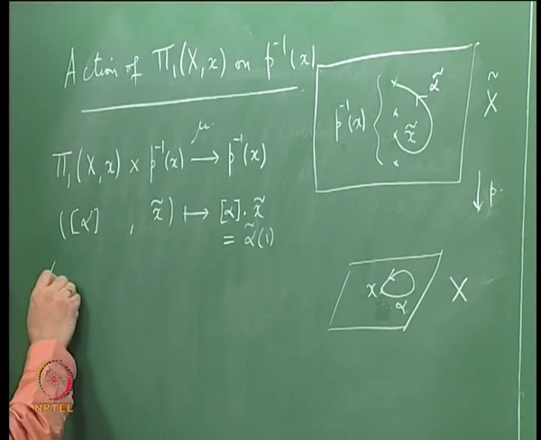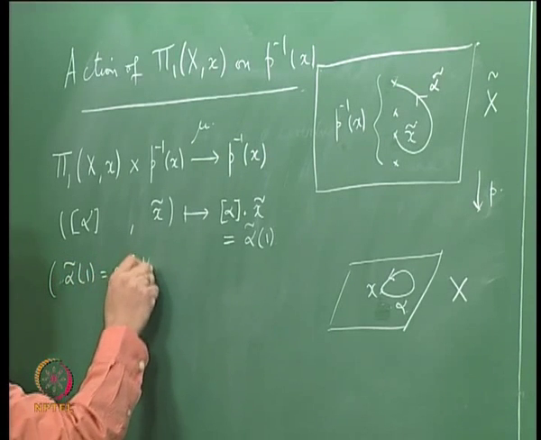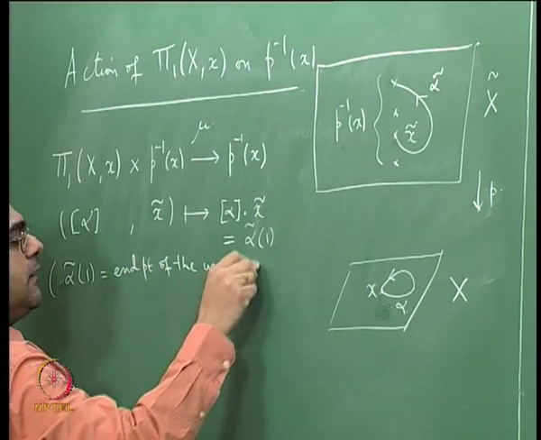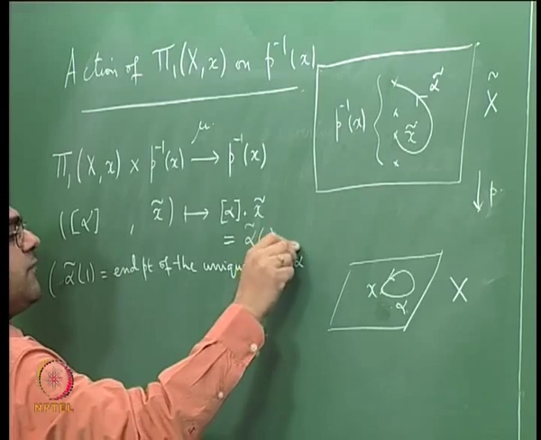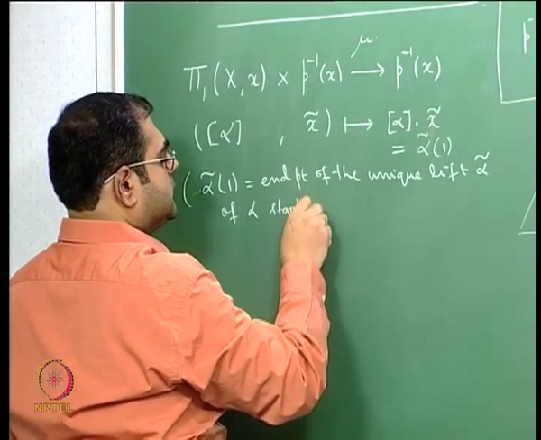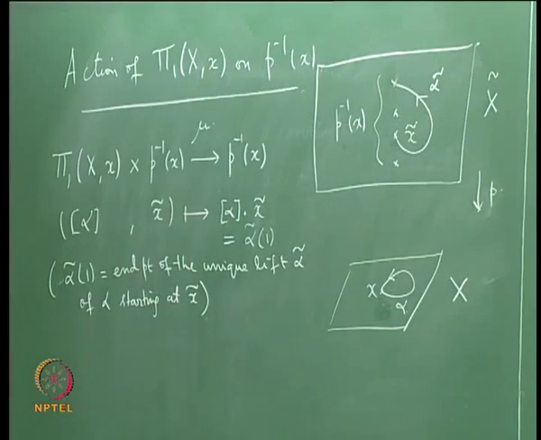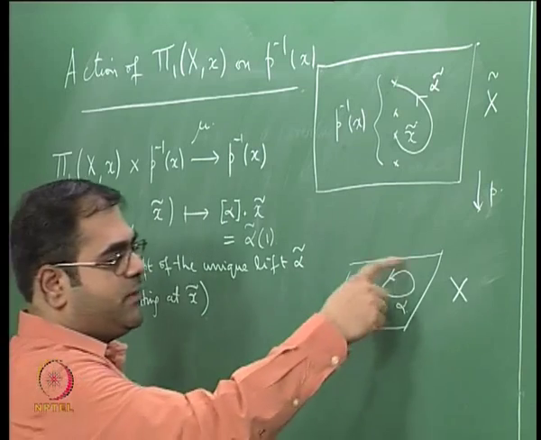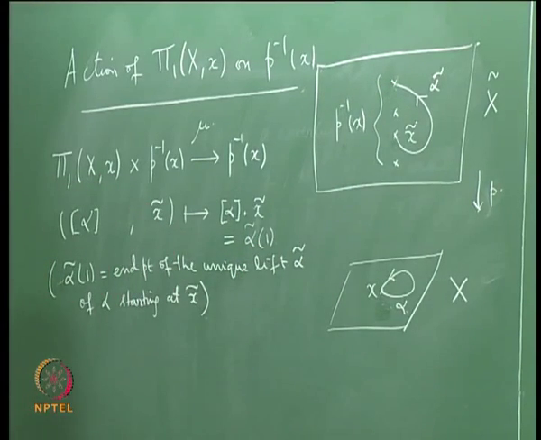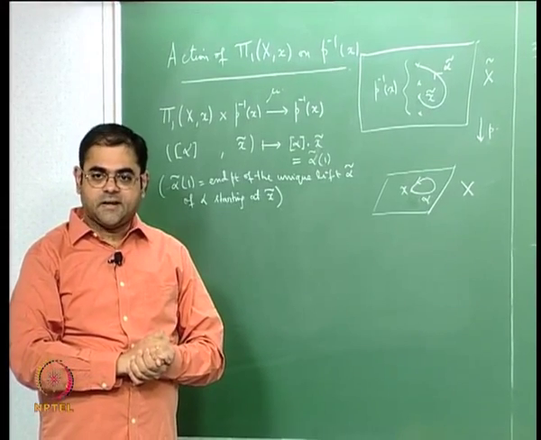So let me write that down. Alpha tilde 1 is equal to the endpoint of the unique lift alpha tilde of alpha starting at x tilde. So in this way, given a loop below and a point above, I am cooking up for you another point. So the claim is that this is an action.